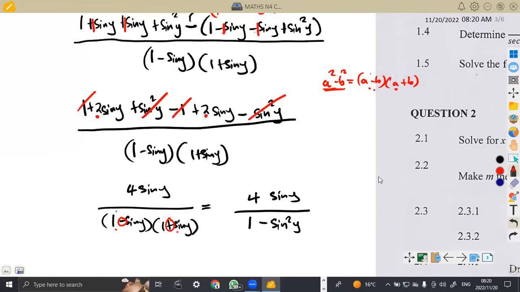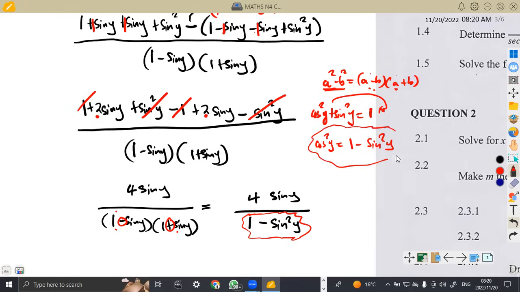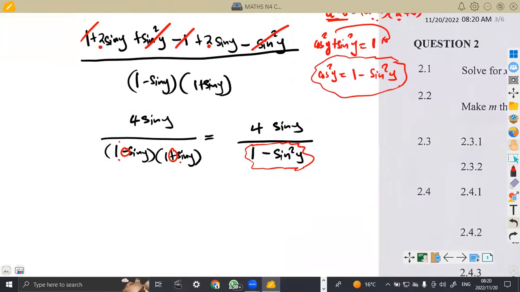All right, then we also understand from our identities, there is this part that cos squared y plus sine squared y is equal to 1. So what made us to obtain 1 minus sine y squared? It means we have to transpose this to the other side. So cos squared y is equal to 1 minus sine squared y. So 1 minus sine squared is actually equal to cos squared. So that means we were going to have this expression as 4 sine of y over cos squared y.